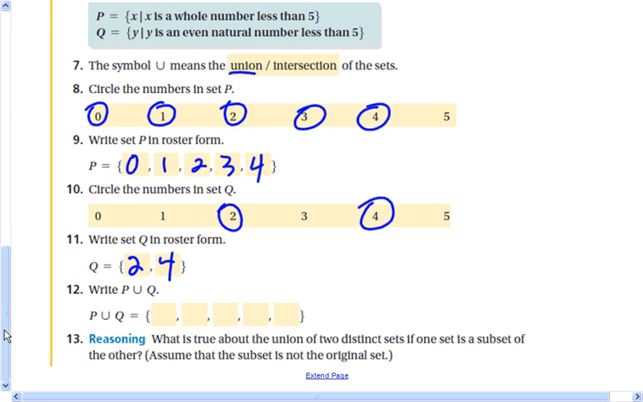The union of the two sets would include every item that is in either P or Q. That would be 0, 1, 2, 3, and 4, all the items in P. Q gives us 2 and 4, which is nothing new from what we have in P. What is true about the union of two distinct sets if one set is a subset of the other? What is true is that the union is the larger of the two sets.